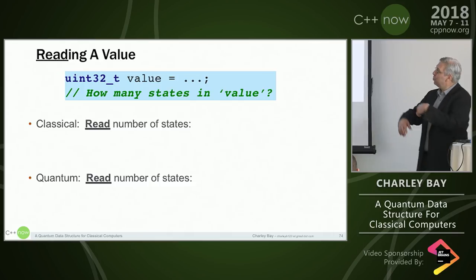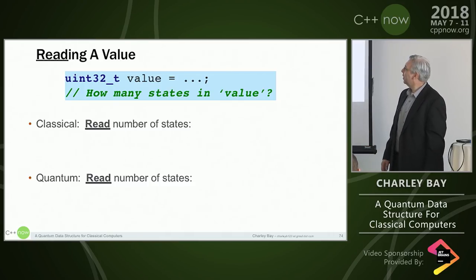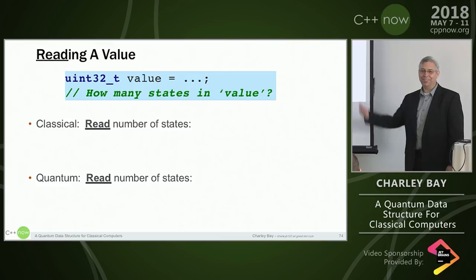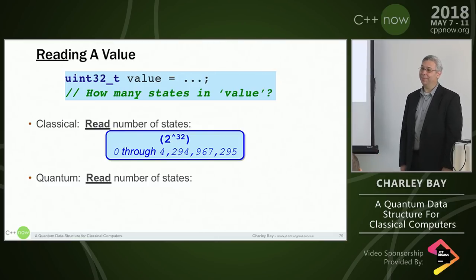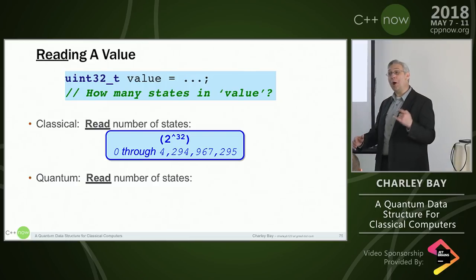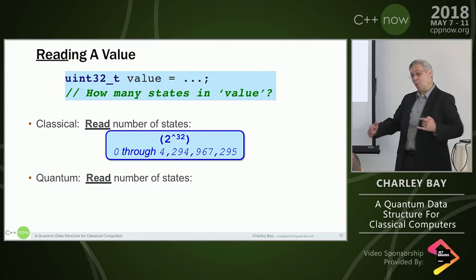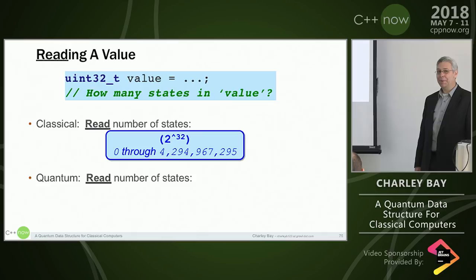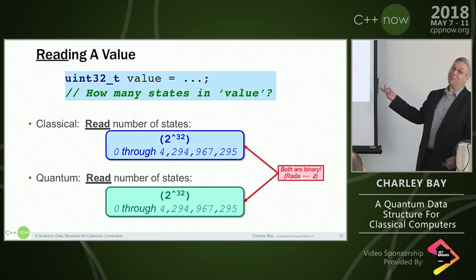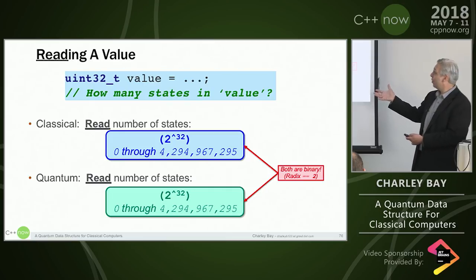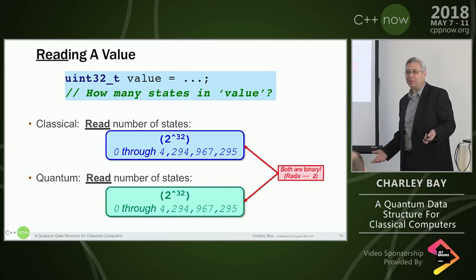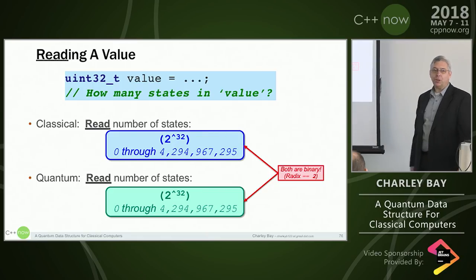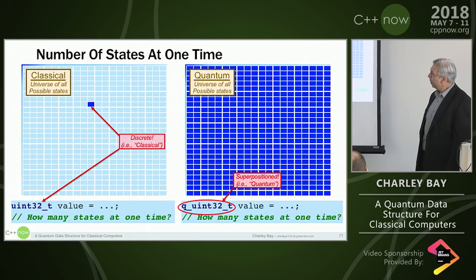So reading a value. If I were to read, well, a UN32, how many states might I possibly read? You know, 4 billion, 2 to the 32, right? We're radix 2. But now it's going to be a quantum 32-bit value. So a quantum 32-bit value, if I were to read it, how many values might I observe? Yeah, it's radix 2. You're not going to get more values. Your range is the same because you're still sitting on qubits, bits. Until you measure them, they're whatever they are, but they're still just bits. So you're radix 2. You're going to read the same value set.